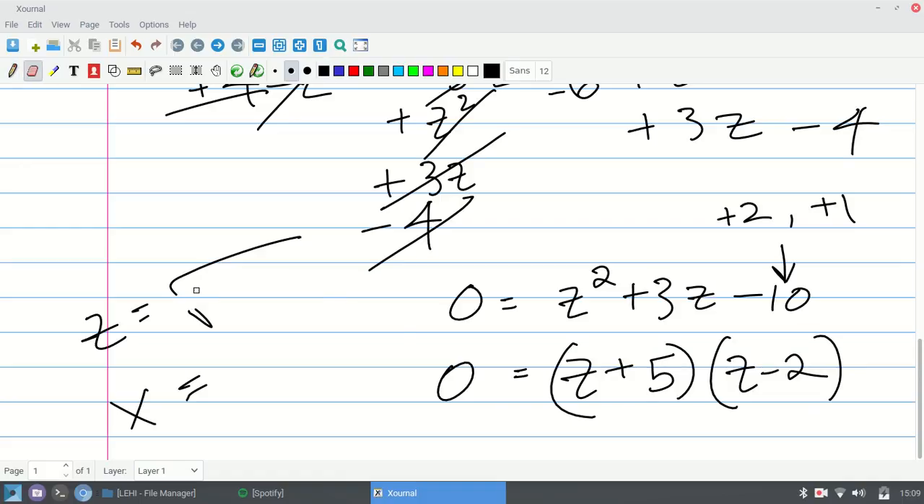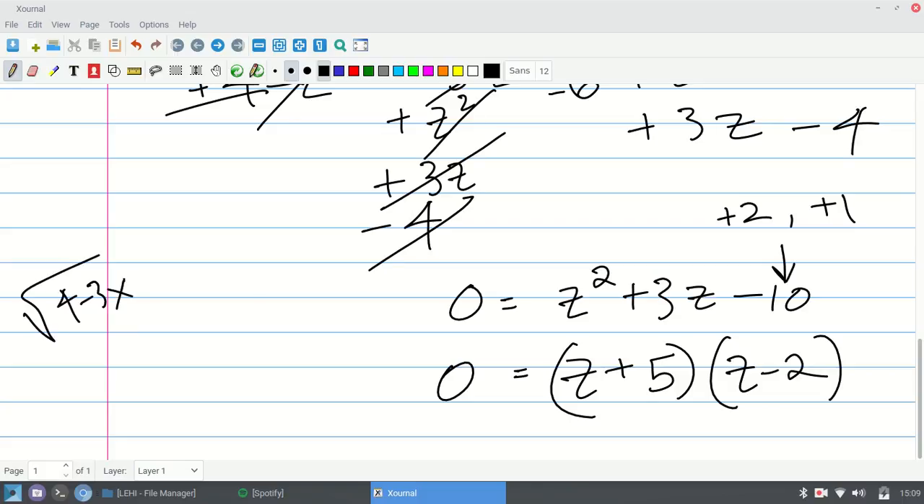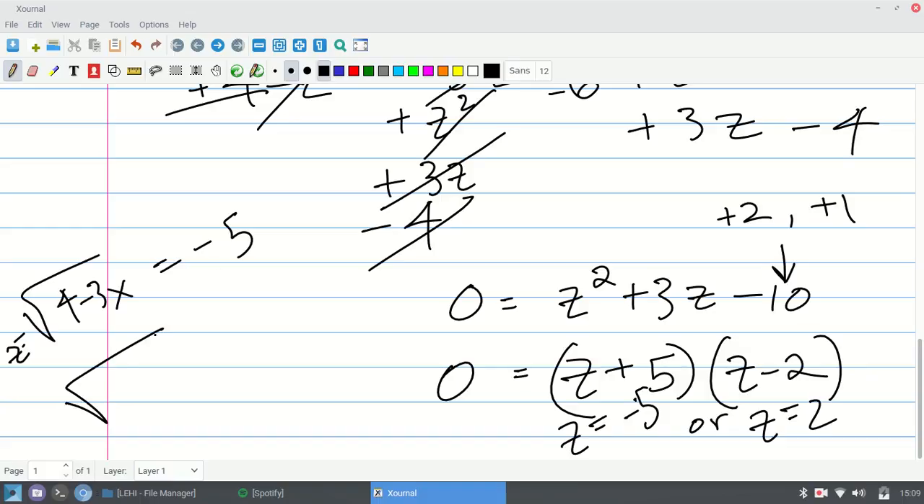All right. That means that in this case, the square root of 4 minus 3x, z, equals negative 5, right? Because look, z equals negative 5 or z equals 2, right? So the square root of 4 minus 3x equals negative 5, or the square root of 4 minus 3x equals 2. Now this is a positive square root, cannot be negative, right? Cannot be negative, so this is not good. But this works just fine.